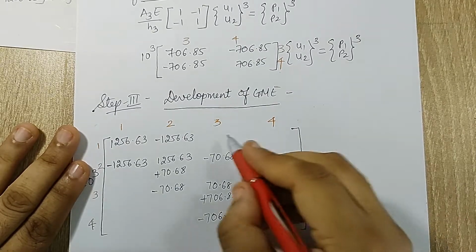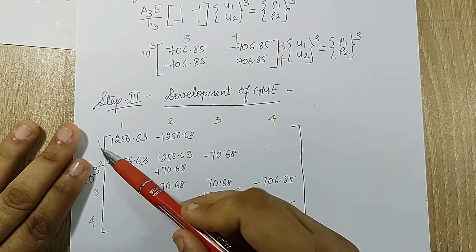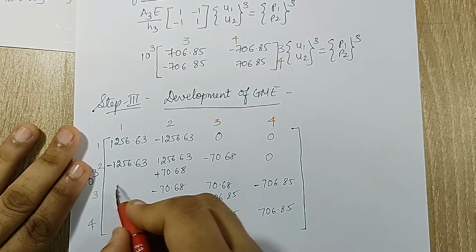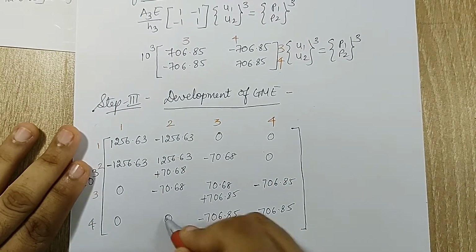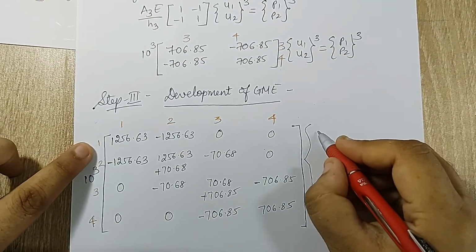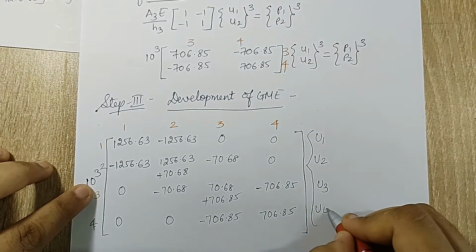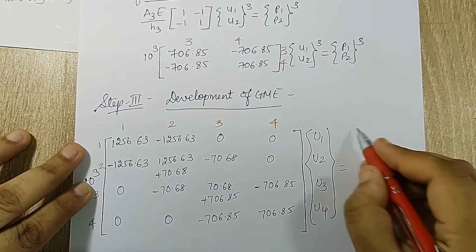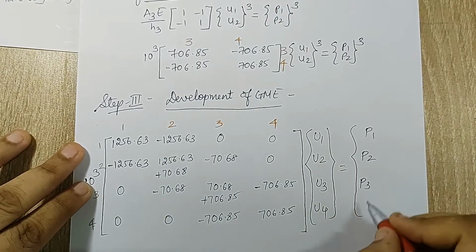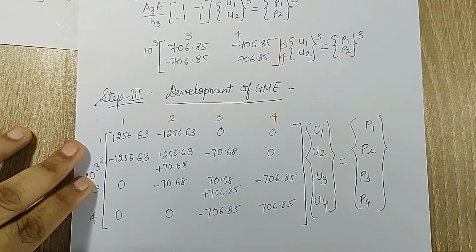Now if you observe carefully, these terms are not present because between 1, 3 there is no element. Between 1, 4 there is no element directly. So I am going to write a 0 over here. At the positions where there is no element, write a 0. On this side, I'll have, for the first element, you can see it as U1, second element U2, for third element U3, and for fourth element, it is U4, is equal to, here I have P1, P2, P3 and P4. So this is how I am supposed to make the GME.